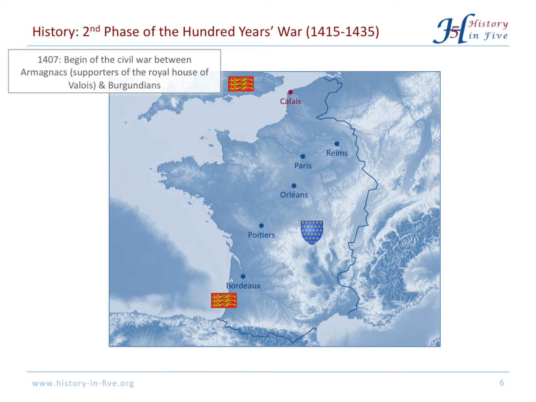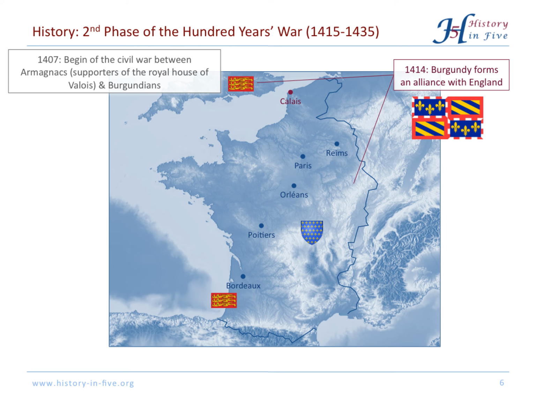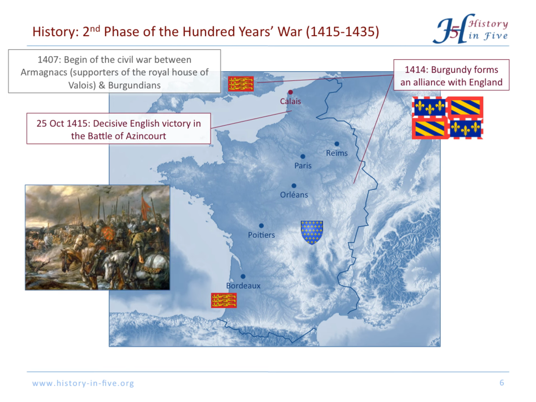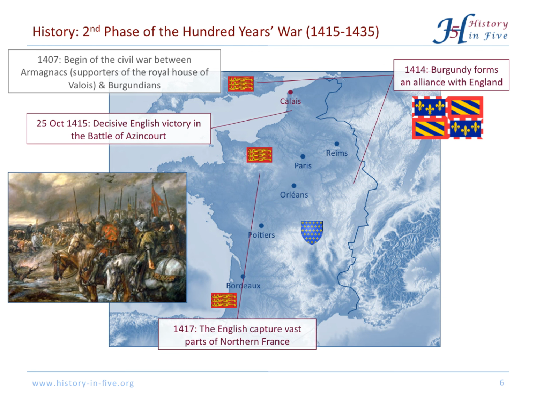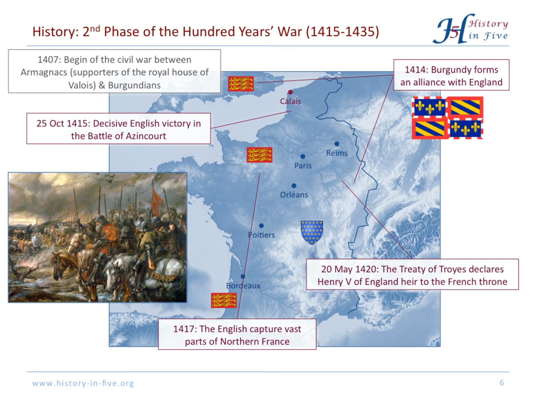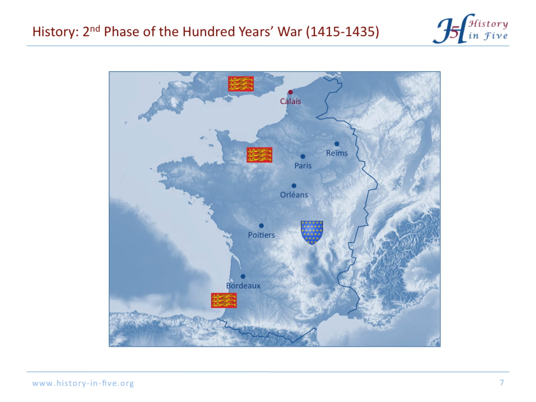There was a civil war between the Armagnacs, supporters of the royal house of Valois, and the Burgundians. The Burgundians formed an alliance with England, and so they had the upper hand. Decisive English victory in the Battle of Azincourt. Furthermore, the English could capture vast parts of France. Then there was a Treaty of Troyes, declaring that Henry V will be heir to the French throne. It looked like everything is sorted.